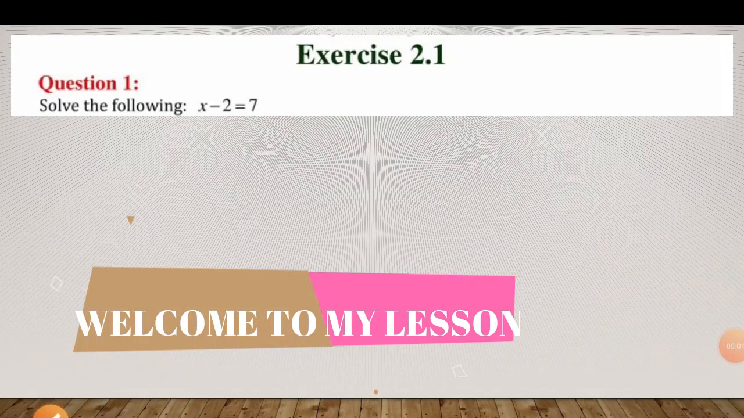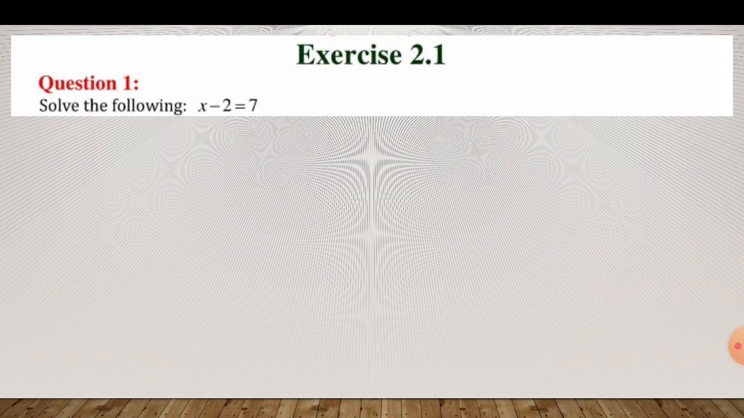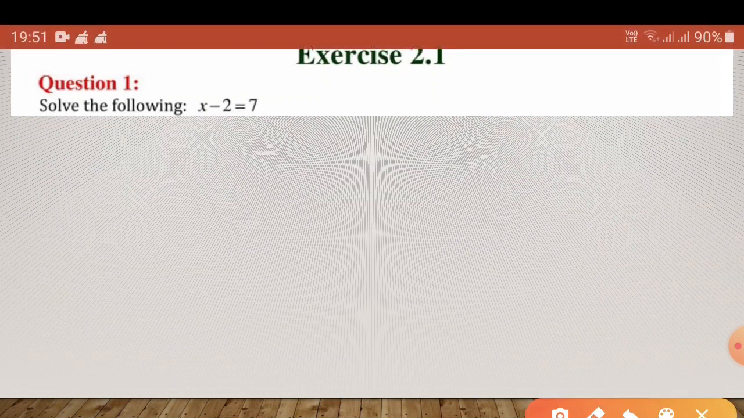We are taking some problems from the NCERT book and trying to solve them properly. Okay, so listen carefully. At first we are taking the first question, that is x minus 2 equal to 7. That is the equation. We know all the methods already, we have learned them. So here the equation is x minus 2 equal to 7.